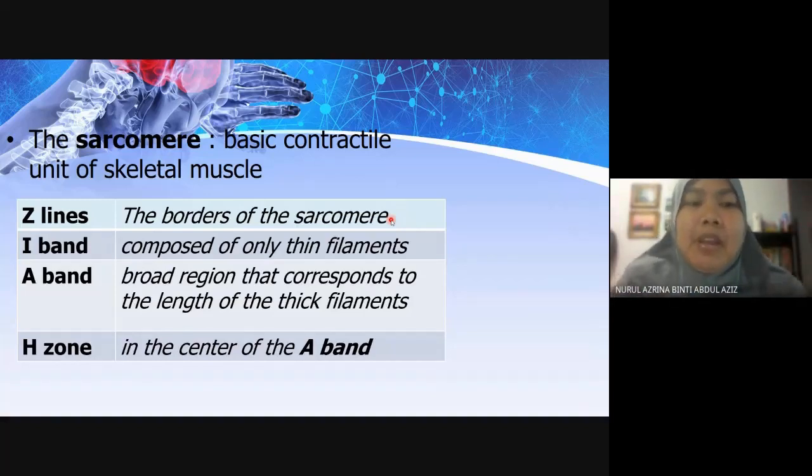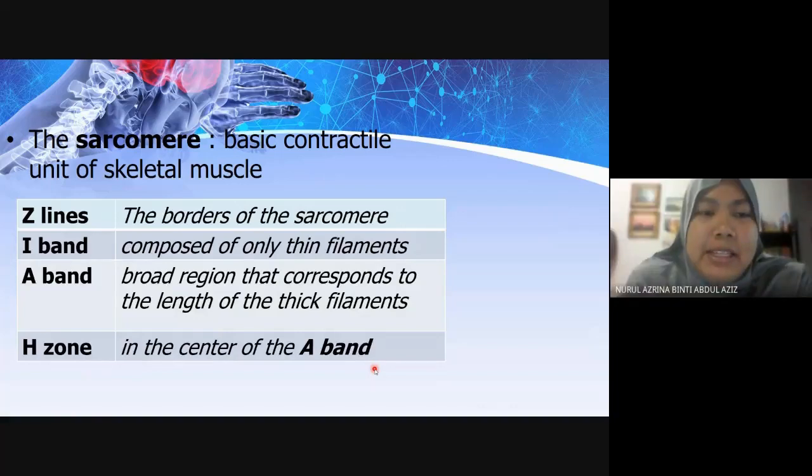Okay. Second one is I-band. I-band is composed of only thin filaments. Okay, A-band. A-band is the broad region that corresponds to the length of thick filament. And last one is H-zone. H-zone is the center of the A-band.